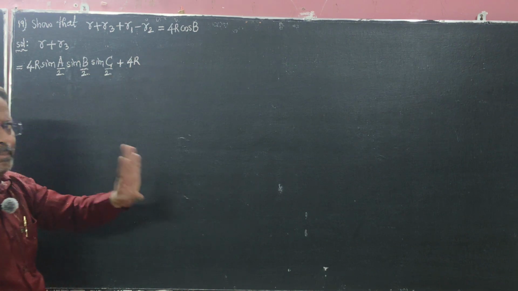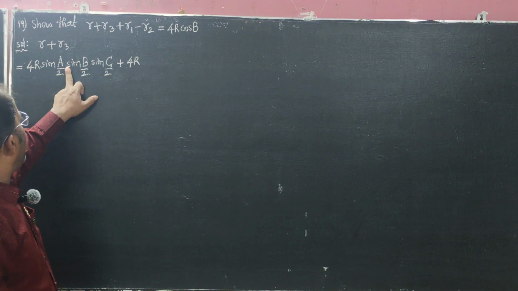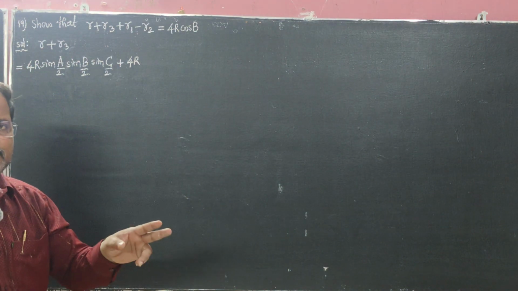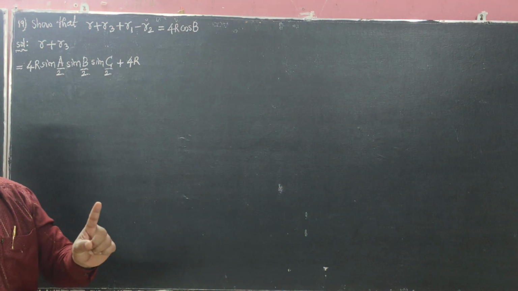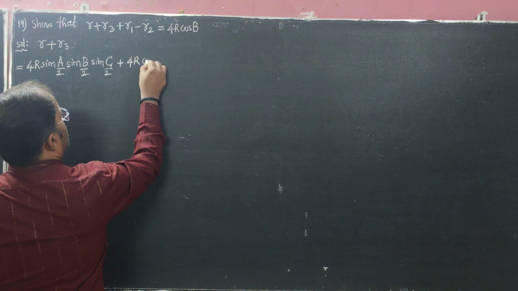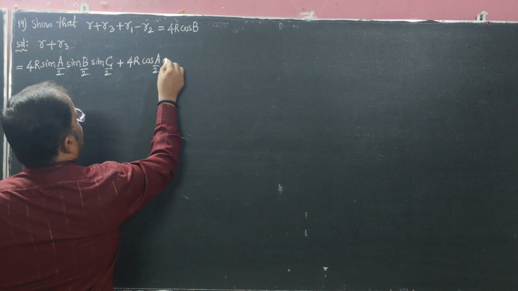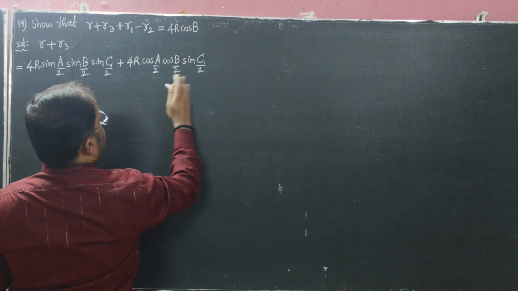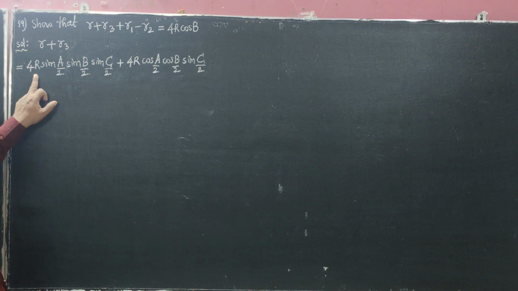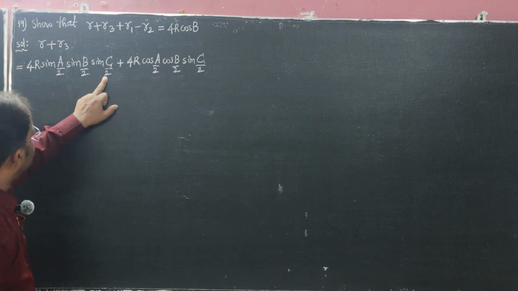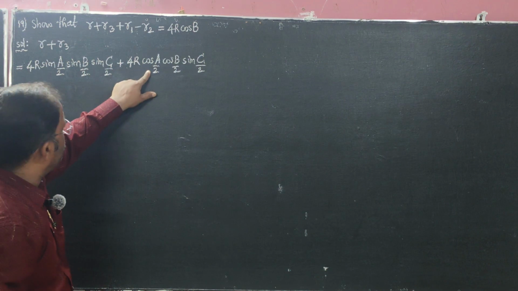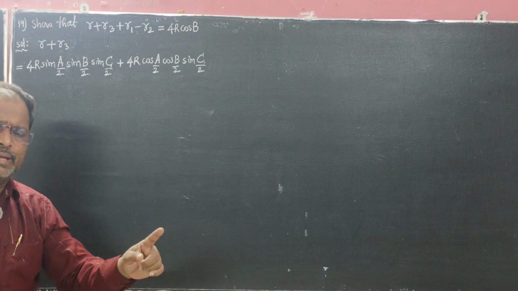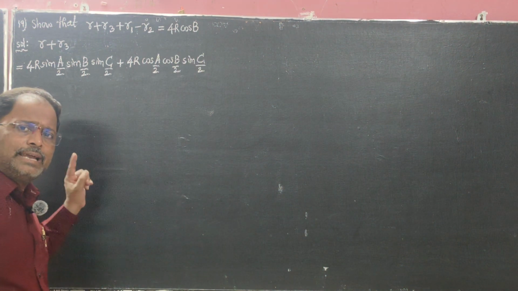So 4R is compulsory in all formulas. r means all sine terms, r1 means first one sine, remaining cos, r2 means second one sine, remaining cos, r3 means third one sine, remaining cos. Third one sine means the remaining are cos: first one cos, second one cos, third one sine. First one sine means remaining cos, second one sine means remaining cos, third one sine means remaining cos.